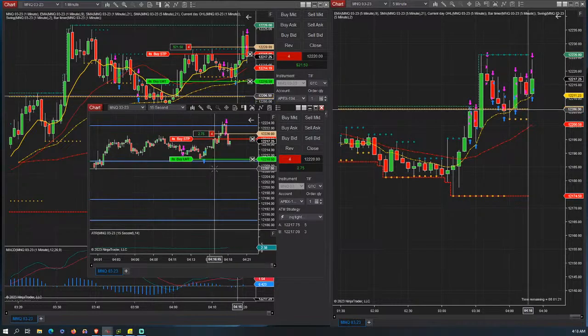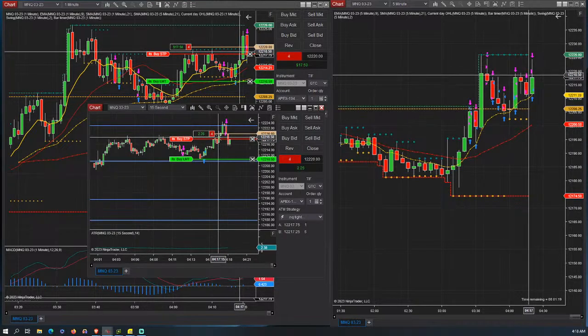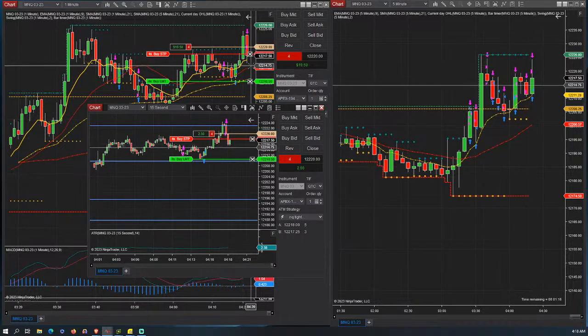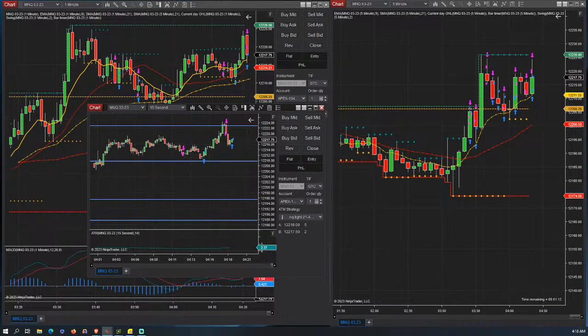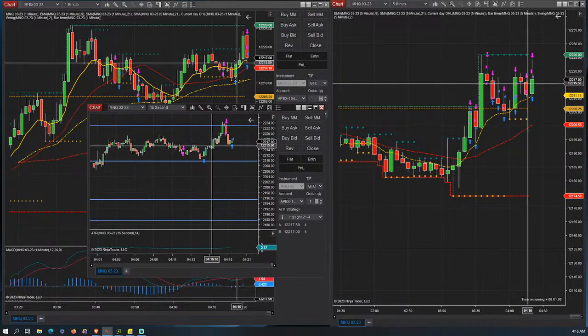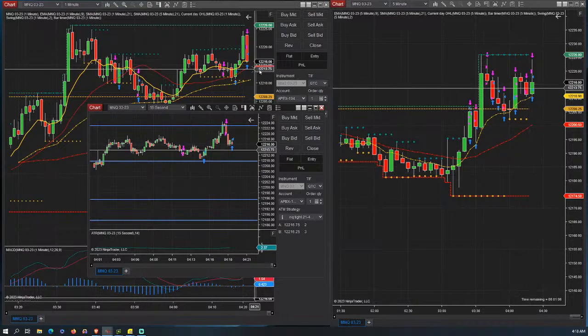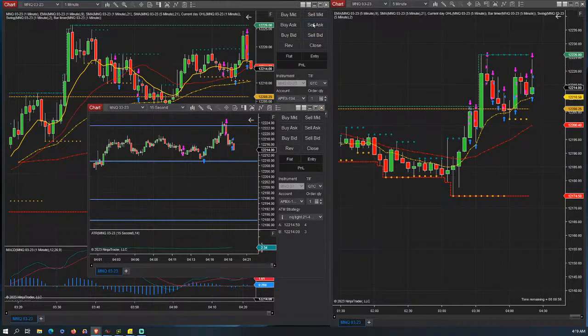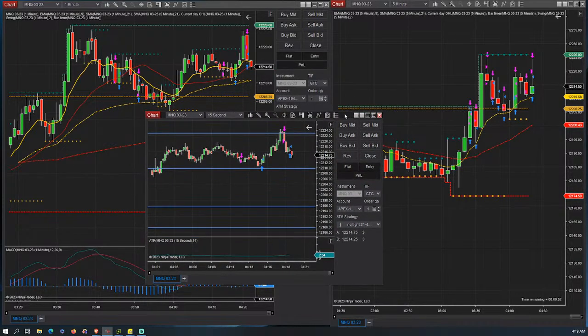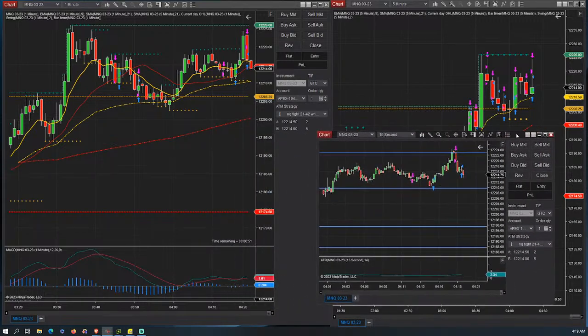Keep going down. Come on. Oh, it's going to hit my trail. It's okay. Made back about, I don't know, $15. Not getting raped on commissions though. Yeah, I made a little bit more on that one.